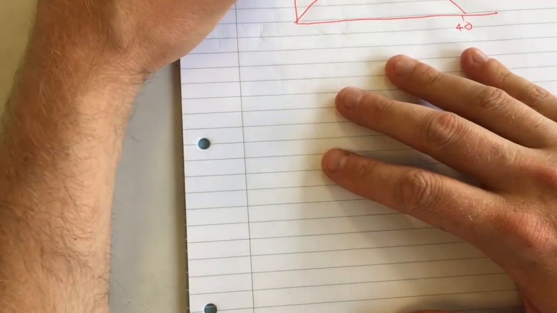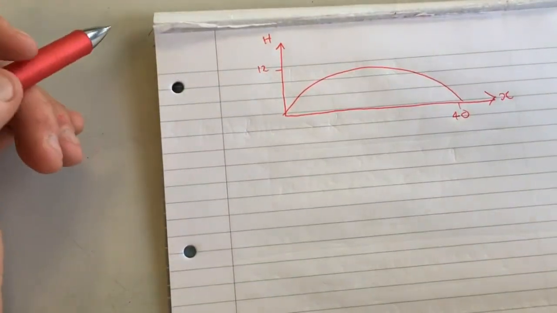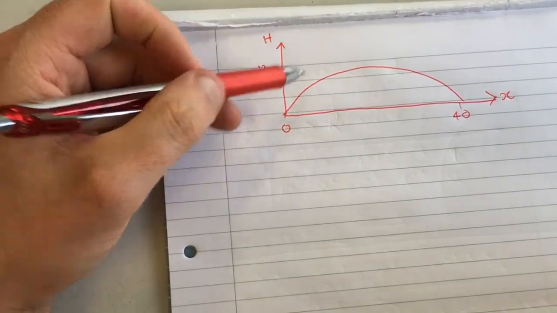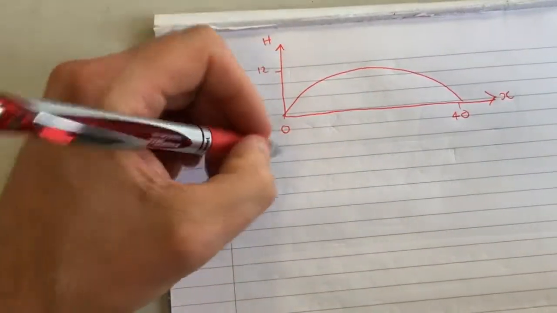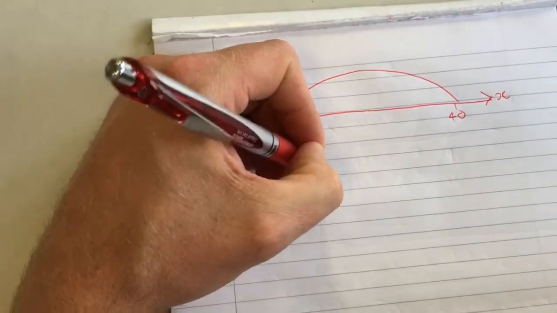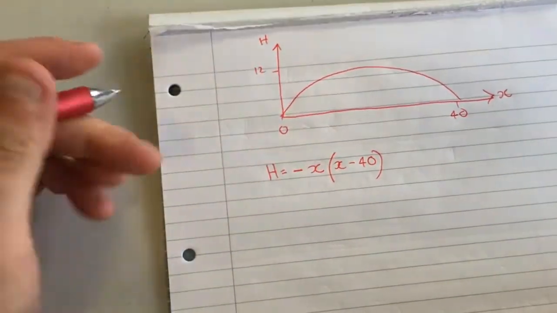So let's draw that out again quickly. Now, there's a few ways you could do this. I think the easiest way is just to look at it. So we know we've got a root at 0 and a root at 40. A lot of you got that idea and you said h equals, well, you know you have to have an x outside, you know we've got to have a 40 inside, so x take 40, and we know it's a negative quadratic, so you did minus there.